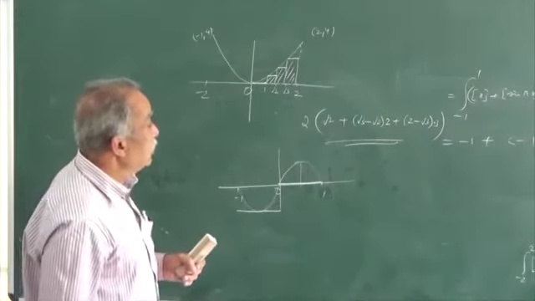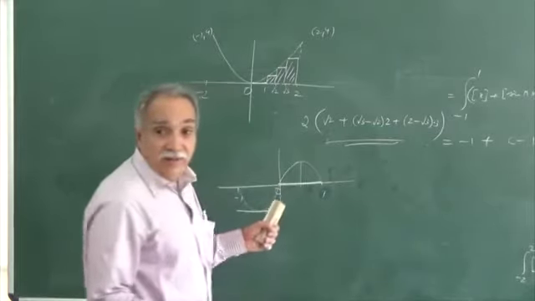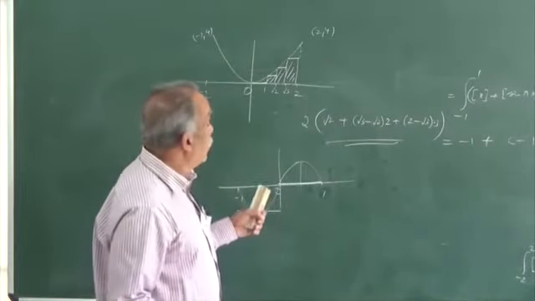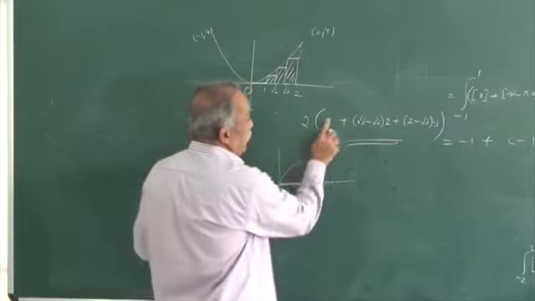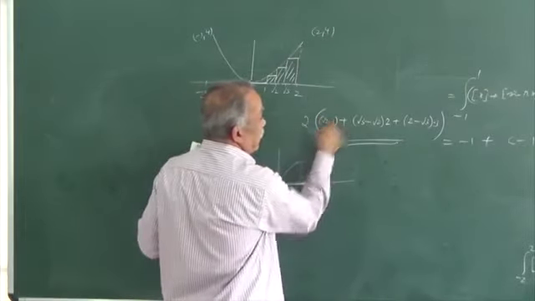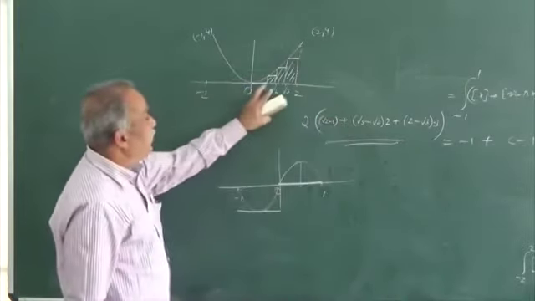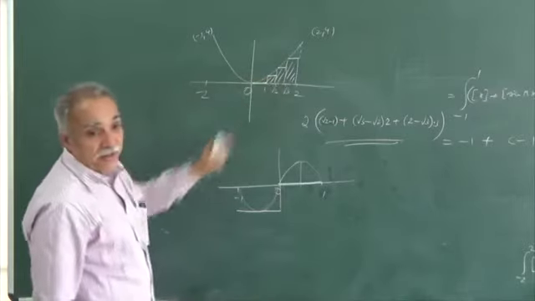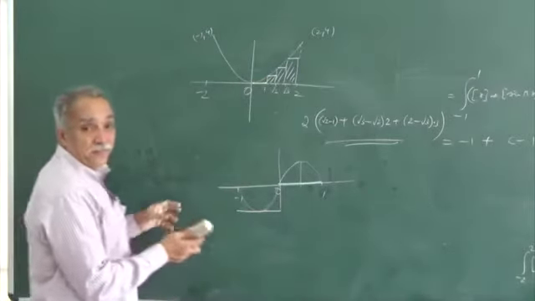Root 2 minus final value. Okay. Root 2 minus 1. Right. Width is root 2 minus 1 and height is 1. Right. Correct.